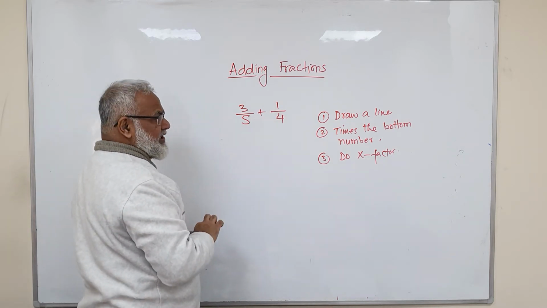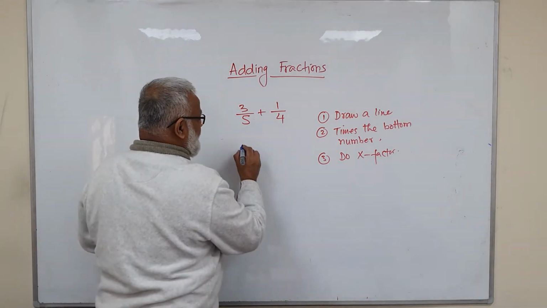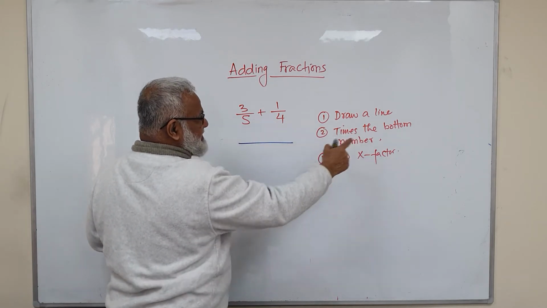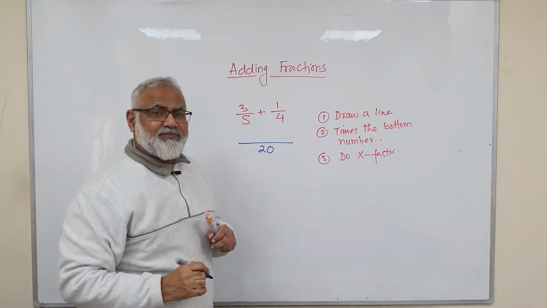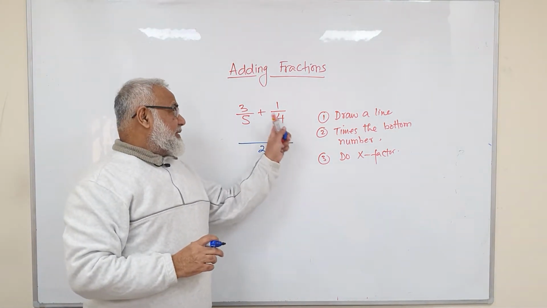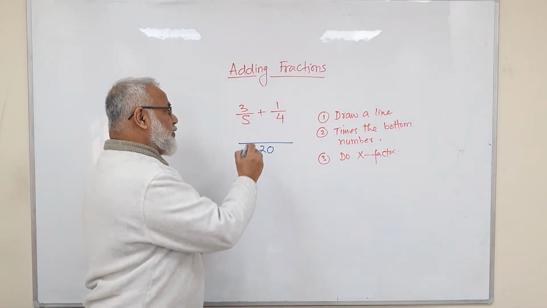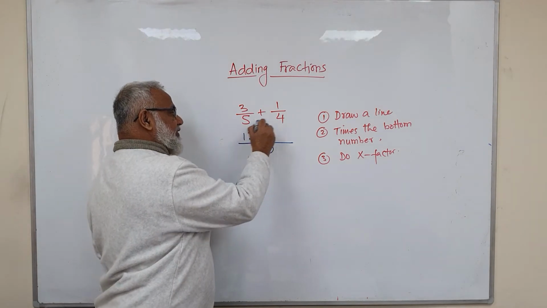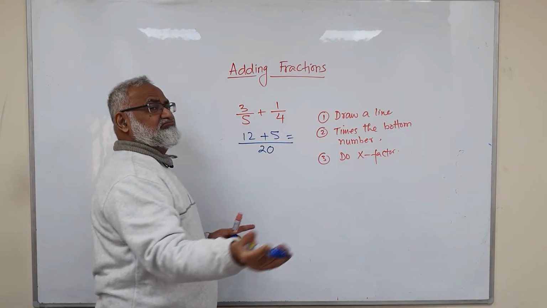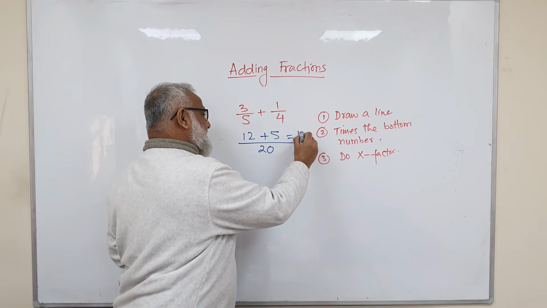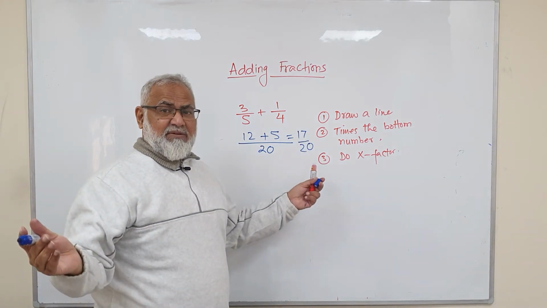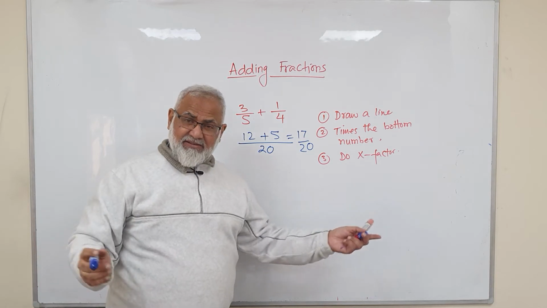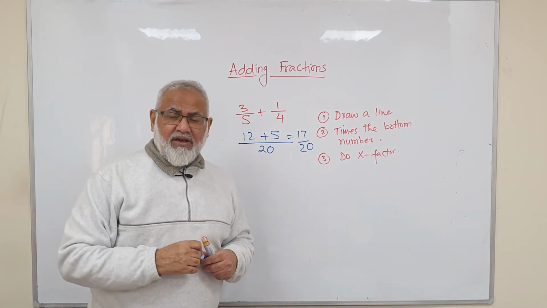So let's solve it. Draw a line. I'm going to draw a line, times the bottom number. 4 times 5 is 20, and write down here, and do the X factor. So I times these two numbers first. 4 times 3 is 12 and 5 times 1 is 5, and that's all. 12 plus 5 is 17 over 20. That is your answer. Simple. Draw a line, times the bottom number, and do the X factor.